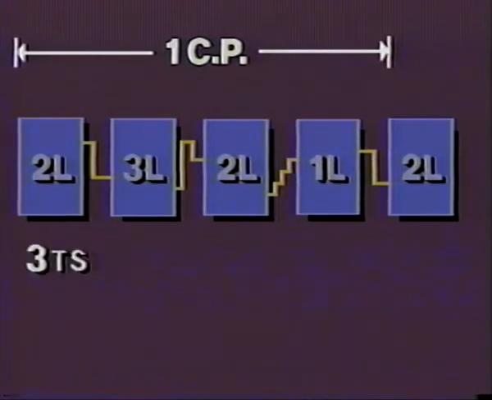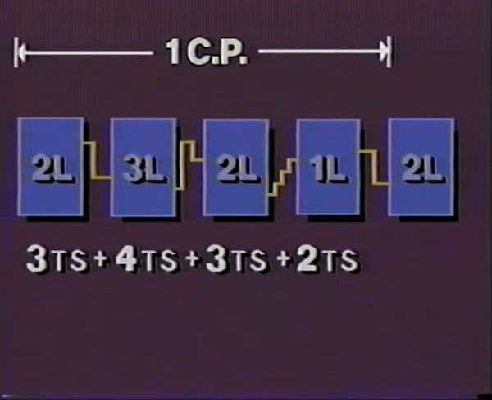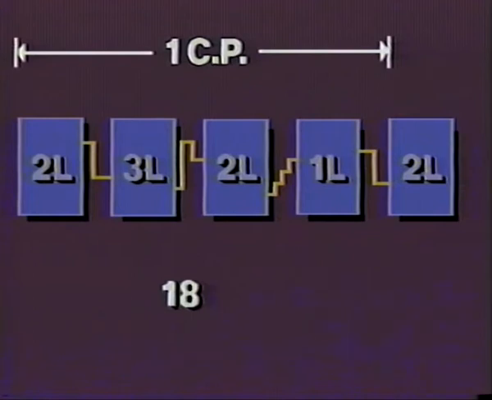We know that the 2-level 16-gate array takes 3 time segments. The 3-level takes 4, the 2-level takes 3, the 1-level takes 2. That's a total of 12 time segments used in the gate arrays. We also know that a clock period is 18 time segments long. If we subtract 12 from 18, we have 6 time segments left for foil runs.